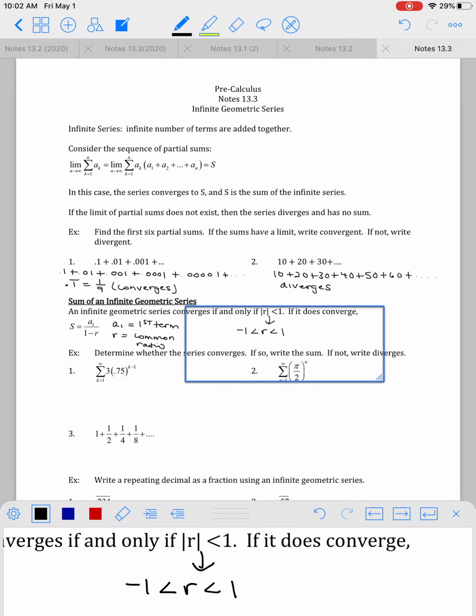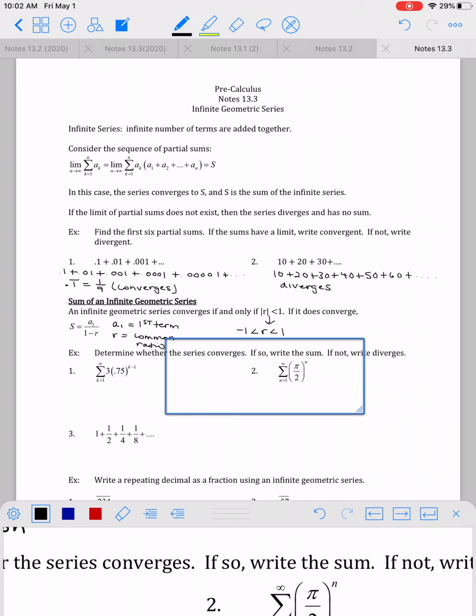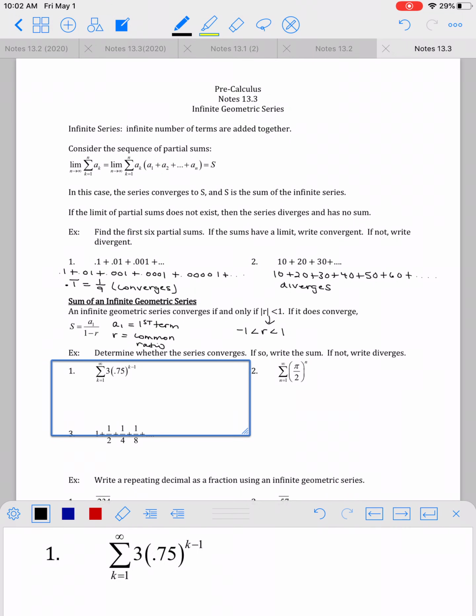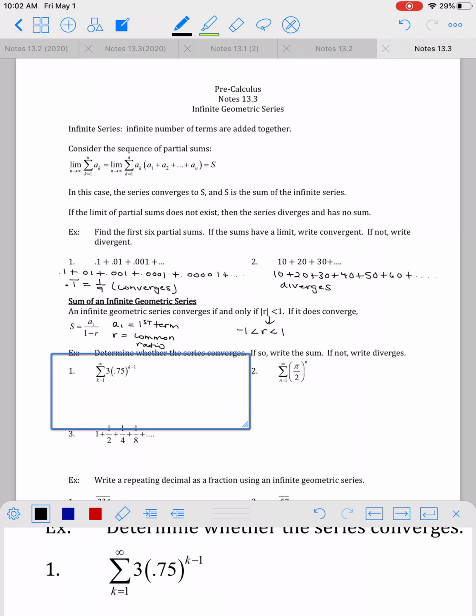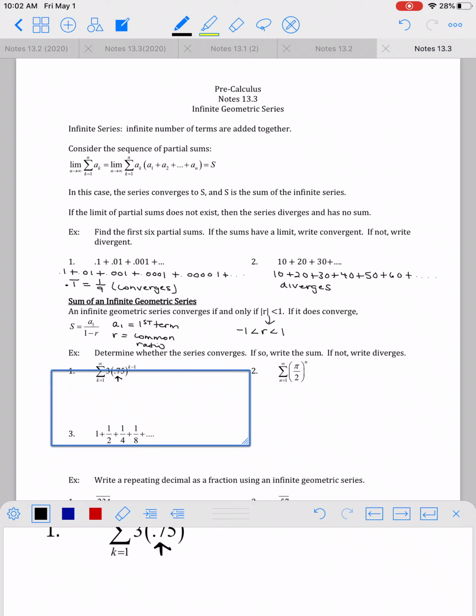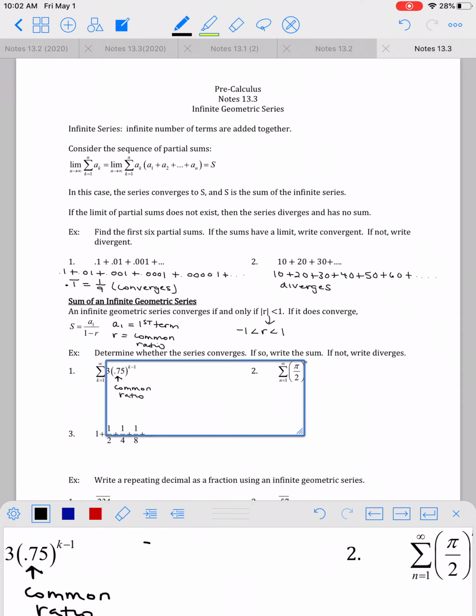Okay, so some of these are going to be done by sigma notation. Let me look at the sigma for a minute and point out a couple things. Generally speaking, the number here is the common ratio. So what we're going to do is write down our formula: a sub 1 over 1 minus r, and we're going to find those.